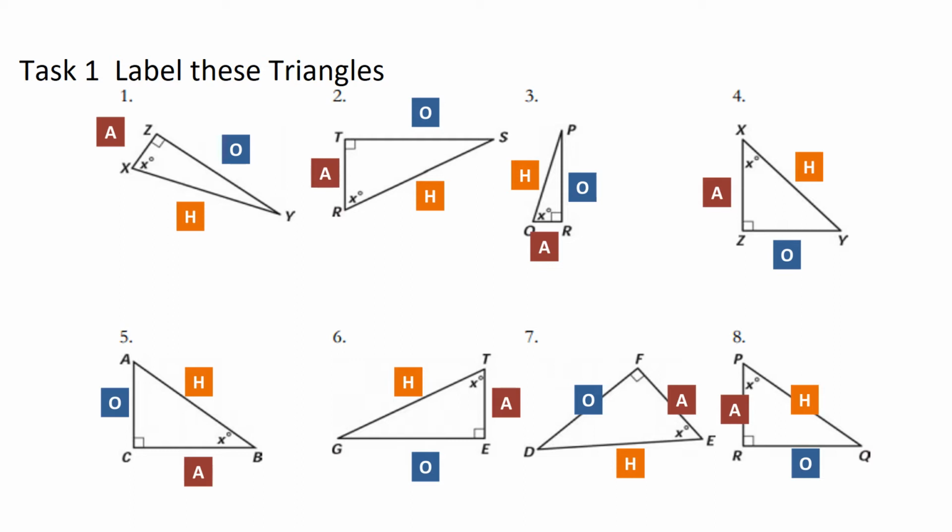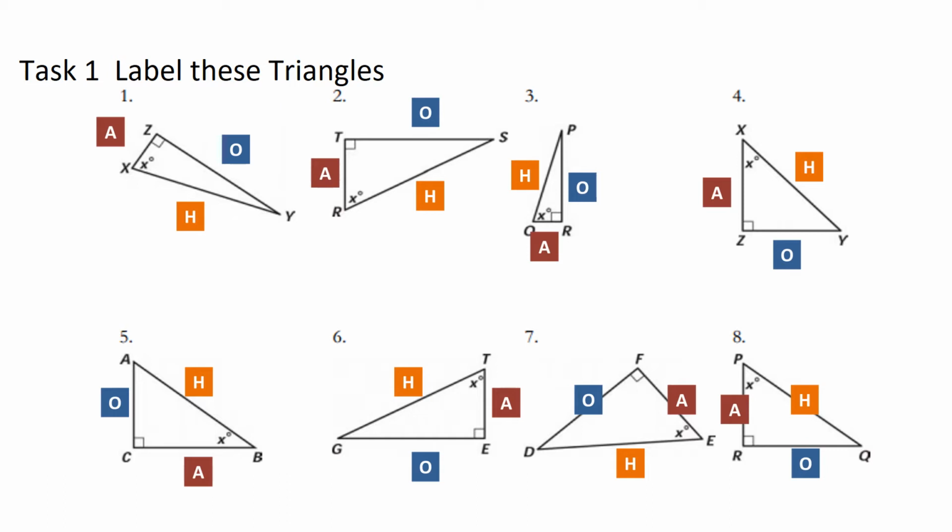All right, so the first side we're going to identify is our hypotenuse, and our hypotenuse is the side that is opposite to the right angle, and we see that side being labeled as H. And then we're going to find the opposite side, which is opposite to angle X, and we're labeling that side O. And finally, the remaining side is our adjacent side.